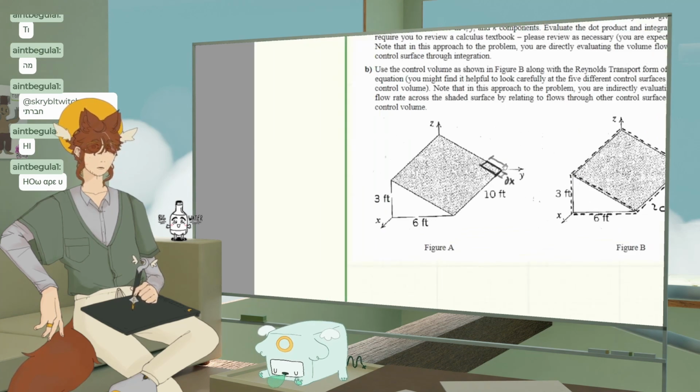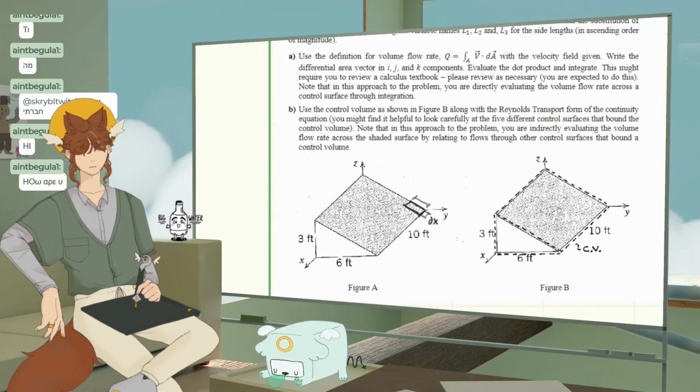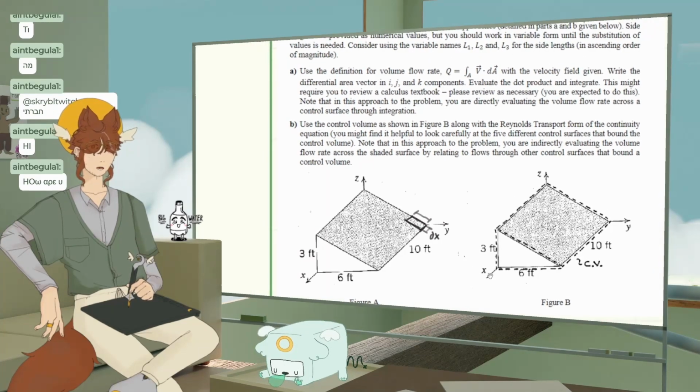A, and this is B. Okay, so I think what he said was that the flow rate through this surface is going to be equal to... I can just use the control volume as shown in figure B along with the Reynolds transport form of the continuity equation. You might find it helpful to look carefully at the 5 different control surfaces about the control volume. Oh, just use that. What are we trying to find? Calculate the volume flow rate Q through the shaded area. Okay, so we can do that.